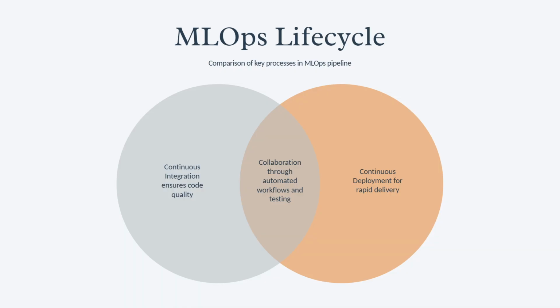Next is continuous training. Because data changes over time, MLOps ensures your model can retrain itself automatically when new data comes. Finally, continuous monitoring, where we track model performance, detect model drift, and take corrective action before it impacts users. So these are the four pillars that keep ML systems alive and evolving.